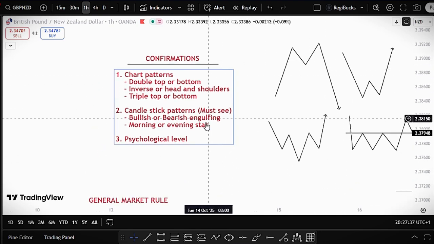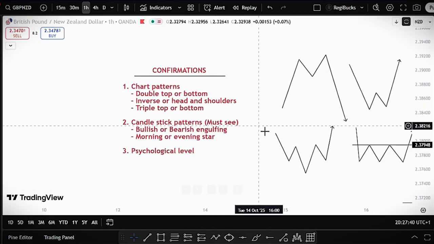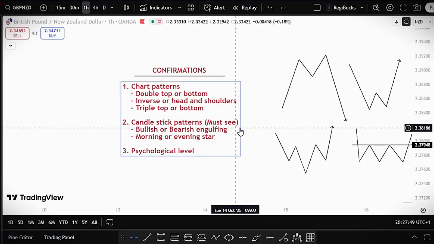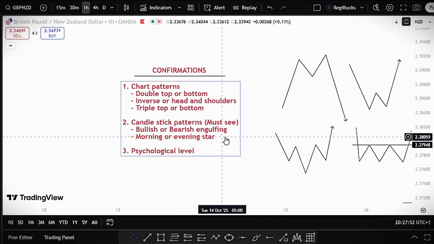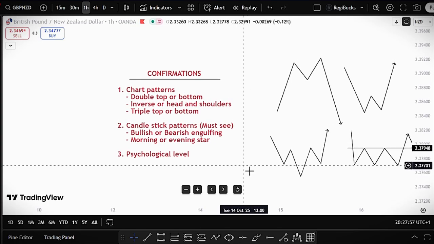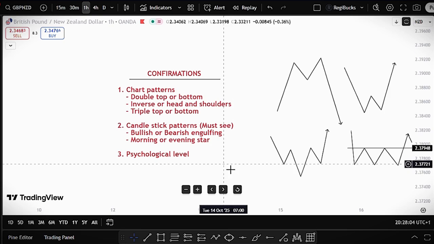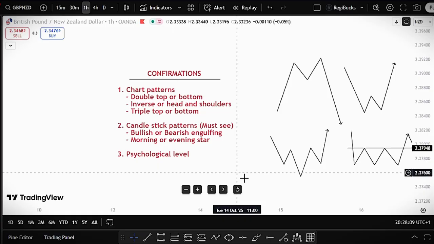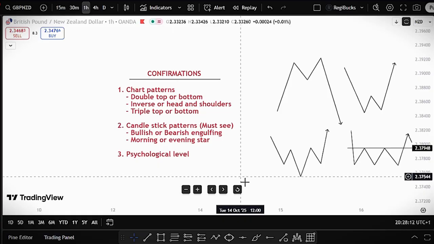Now you have candlestick patterns. Now this is a must see. Like you must see it before you can even enter any trade. You must see either a bullish or bearish engulfing, or a morning or evening star. And just know that there are more candlestick patterns and even chart patterns. But I don't want to know everything because I cannot remember everything. I cannot see everything. You get? So I only want to focus on a few things and then perfect it.